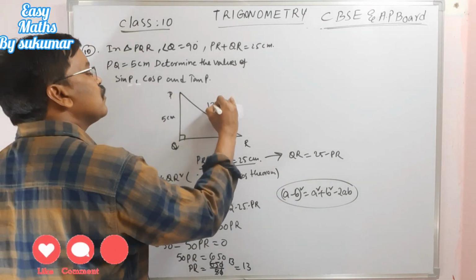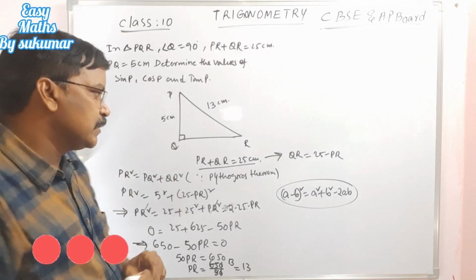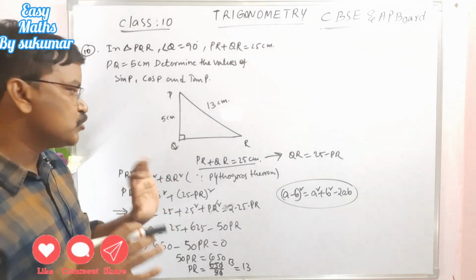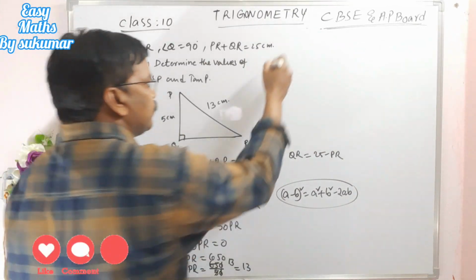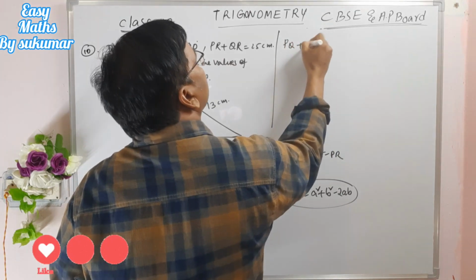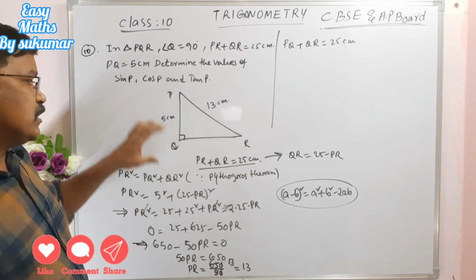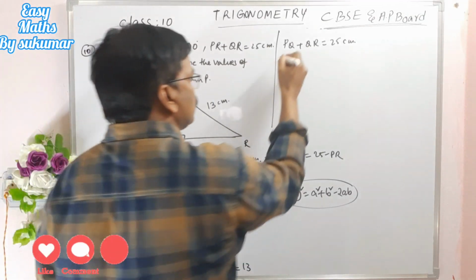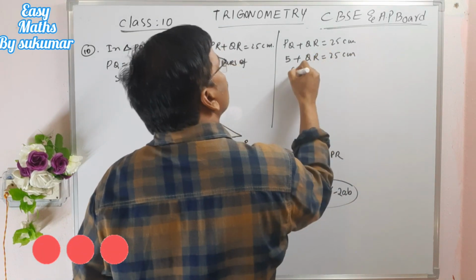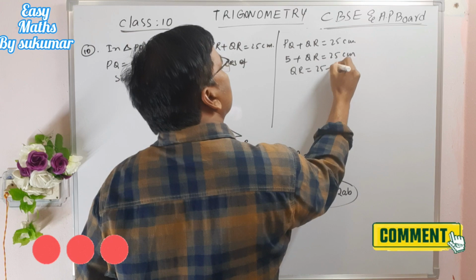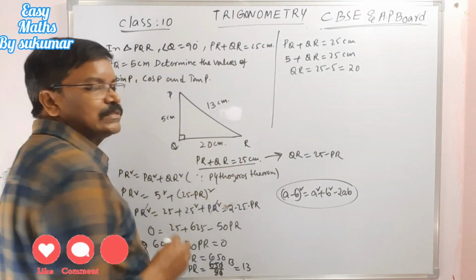So what is PR now? 13 centimeters. PQ is 5 centimeters. Okay. Now, see, my dear students, we don't know what is QR. But PQ plus QR is 25. PQ plus QR is equal to 25 centimeters. But my dear students, what is PQ? 5. Let us substitute. PQ means 5 plus QR is equal to 25. So from this, QR is equal to 25 minus 5, that is 20. So this QR is equal to 20 centimeters.